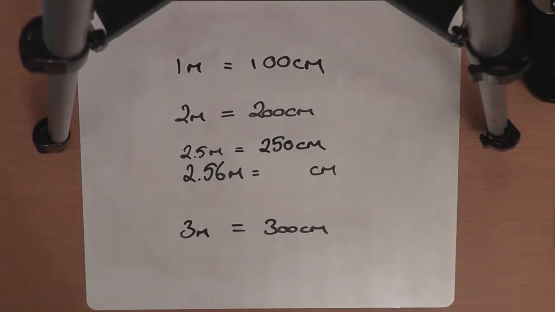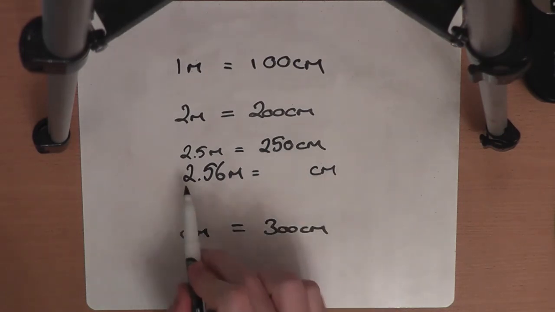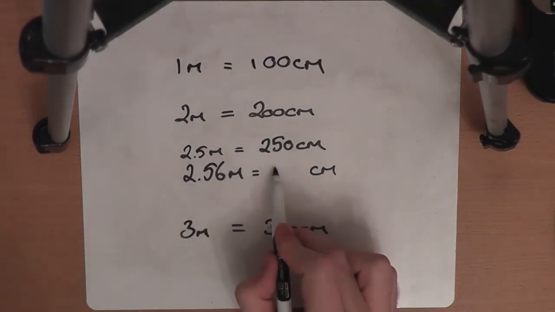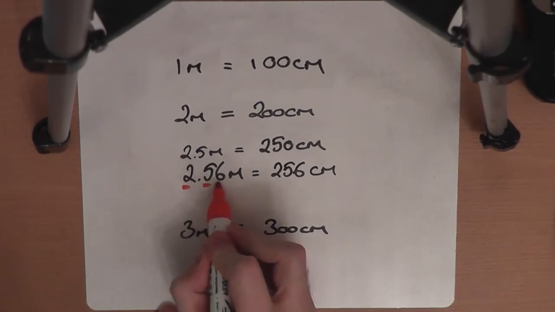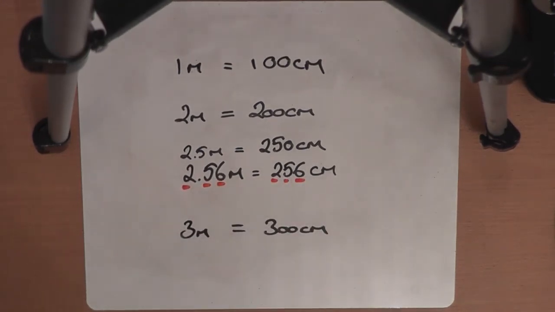And if we know that 2.5 is 250, so 2.56 will have to be 256 centimetres. And it is worth pointing out that the 2, the 5 and the 6 are present in both cases. All the same digits will be there. The most that will happen is you could either gain or lose some zeros, or you could gain or lose decimal points. But the digits, the important digits, will all still be there in the same order.